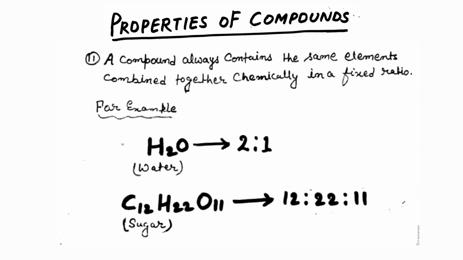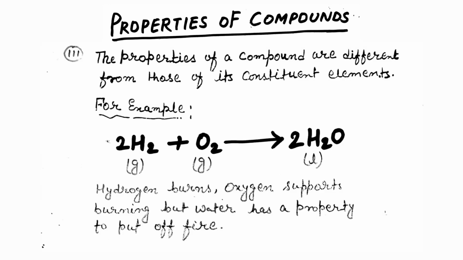Similarly, the formula of sugar is C12H22O11. In sugar, ratio of carbon, see here, ratio of carbon is 12, hydrogen is 22, O11. So in sugar, ratio of carbon, hydrogen and oxygen is 12:22:11, which will remain constant. It will never change.